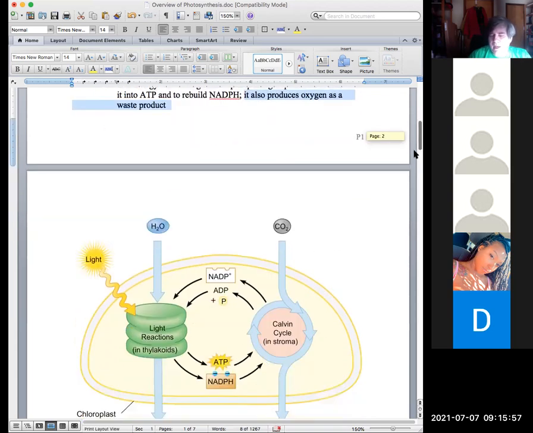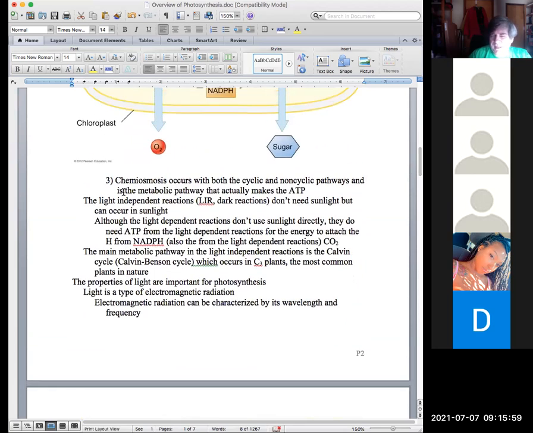Now there's a third process that's part of the light-dependent reactions called chemiosmosis. So remember when we talked about diffusion, we talked about osmosis in connection with that. And we said osmosis is really just the diffusion of water across a membrane. So this is going to have something to do with the diffusion of water. So we want to keep this in mind. And this is actually the metabolic pathway that makes the ATP.